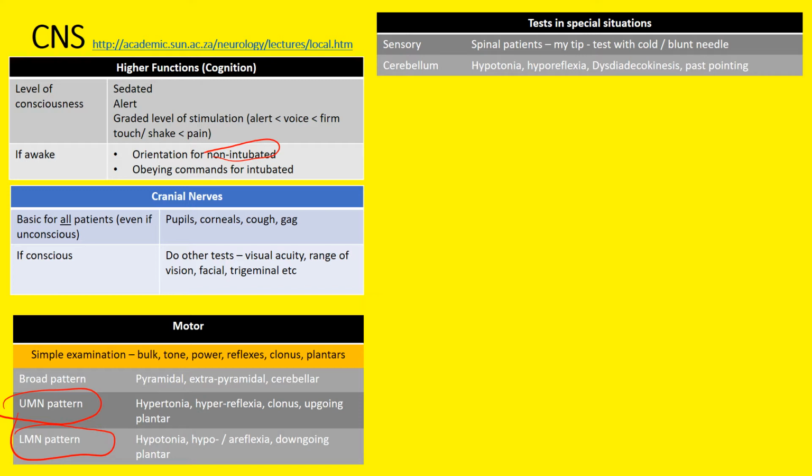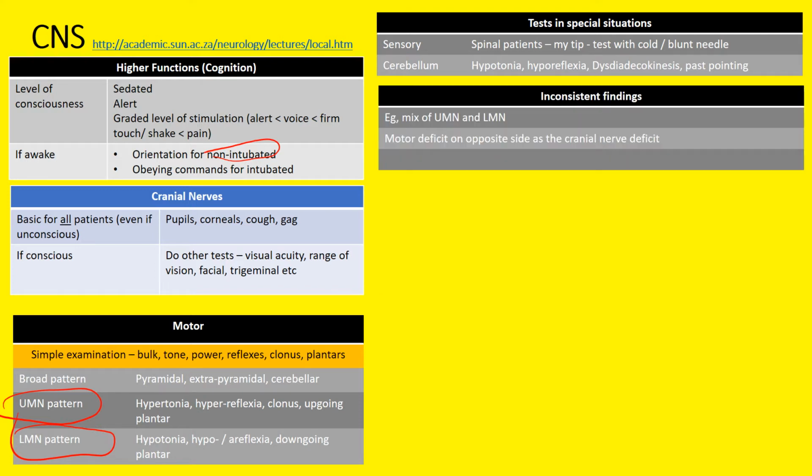Then, in special situations, you might need to do a sensory exam or a cerebellar examination, and maybe in spinal patients, or when you have a particular pattern of weakness with hypotonia, hyporeflexia, then you might have to ask for fast pointing and dysdiadochokinesia and all that.